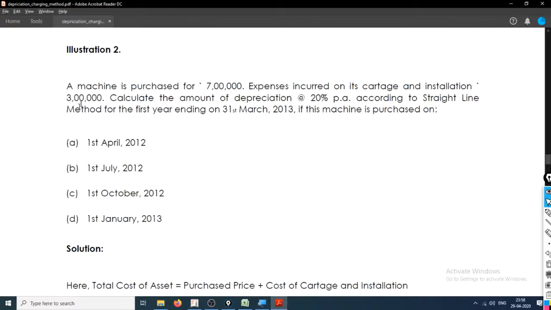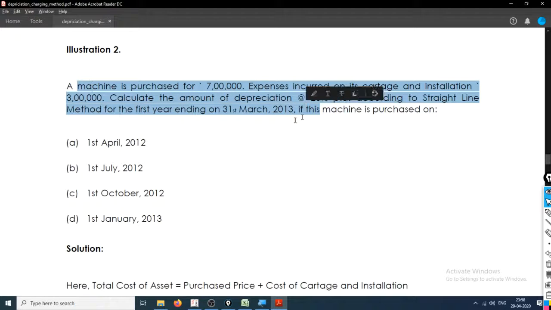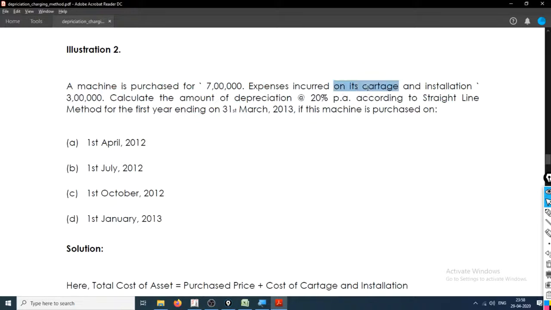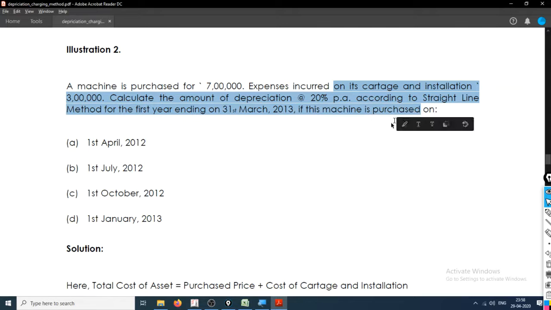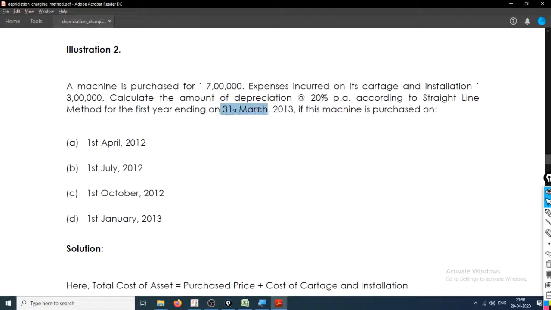Let's move to an illustration. A machine is purchased for 7 lakh. Expenses incurred on its cartage and installation are 3 lakh. Calculate the amount of depreciation at 20% by the straight line method, if the machine is purchased on... Now let's solve this one in the next lecture. That will be part 2 of the SLM method. So see you.